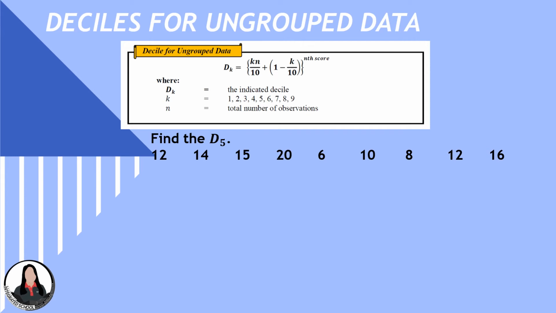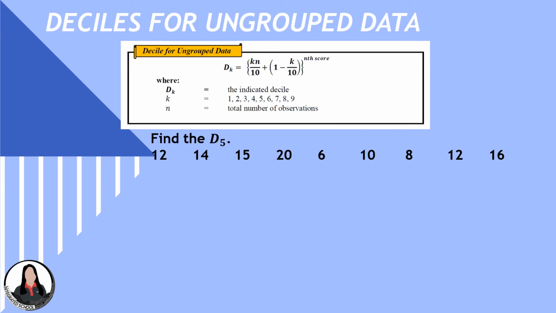Kung kanina, we are looking for quartile, ang ginamit nating value or representation is Q since quartile siya, dito naman since decile siya, D ang gagamitin natin and lagi yung uppercase. Okay? And then the values for k are 1, 2, 3, 4, 5, 6, 7, 8, and 9 since sabi natin decile divides the distribution into 10 equal parts. That's why ang value ng k for decile ay 1 to 9.